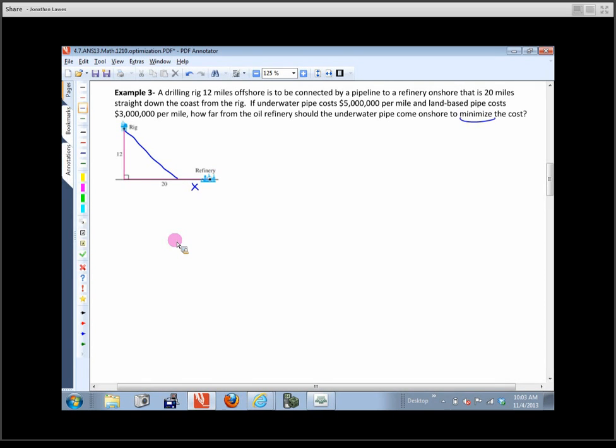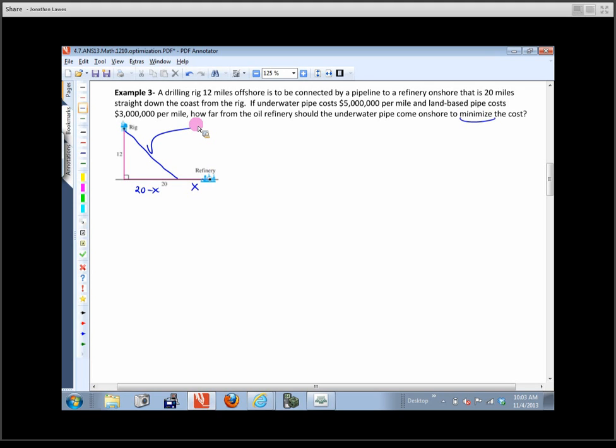Think about the implications of making that the variable x, and then figuring out what all the other quantities are here. This is the water-based pipe, okay? And this is the land-based pipe. So if this is x, I've got to figure out what this is right here. Well, this is a right triangle, so I can figure out what this is in terms of x by doing this. And please don't write this down, 20 minus x. We could then figure this side out using the Pythagorean theorem.